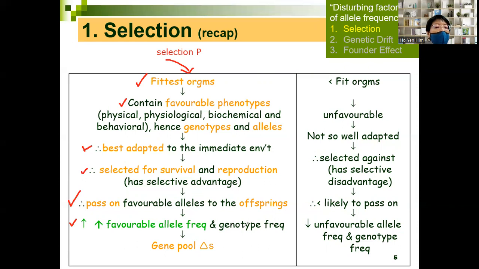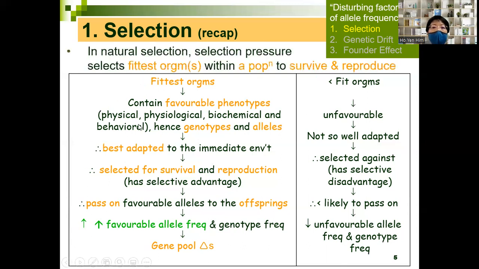And the favorable genotype frequency will increase. That will cause a change in the gene pool, which is all the different types of alleles and genes in the population. So this is an entire explanation of the natural selection process. The opposite will occur for the less fit organism. So you can see how selection, which in this case is natural selection, leads to a change in the allele frequency in the population, where the favorable allele frequency will actually increase.